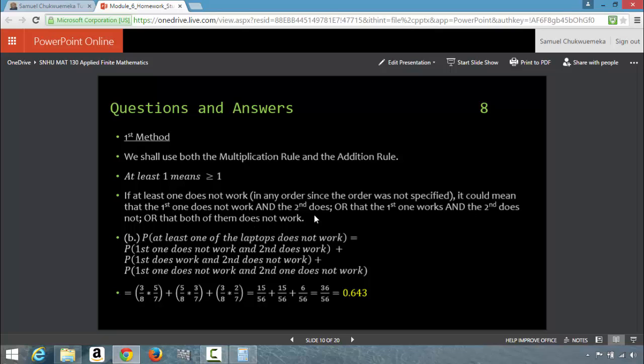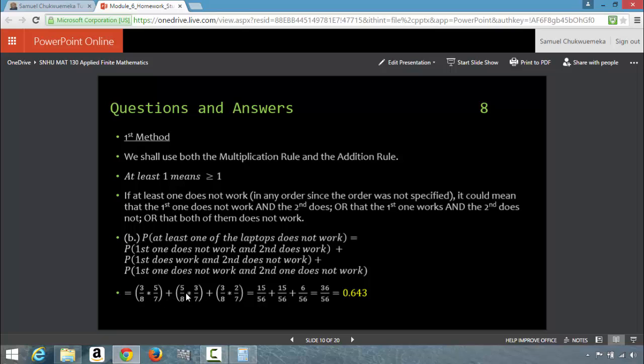So first one does not work and the second one does work, or first one works and the second one does not work, or just both of them do not work. So the probability that the first one does not work is 3 out of 8. You did not replace it. This is still without replacement. Second one works will be 5 out of 7, because you still have 5 working ones, but you are now short of 1 since you did not replace one of these. So the probability of selecting a second one that does work will be 5 out of 7.